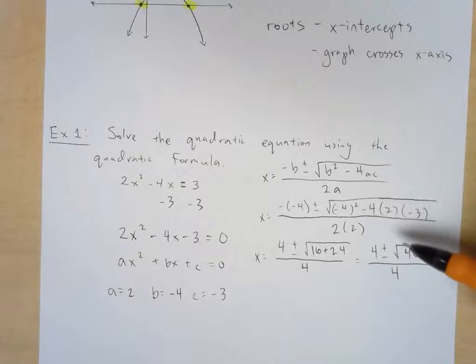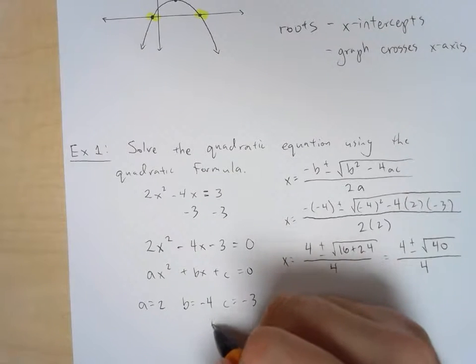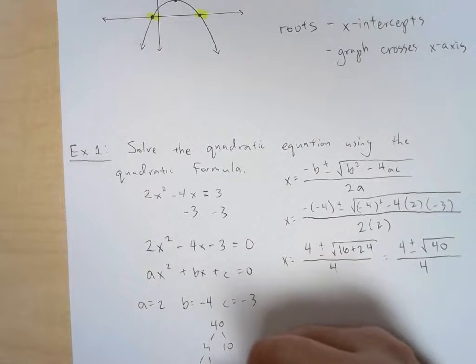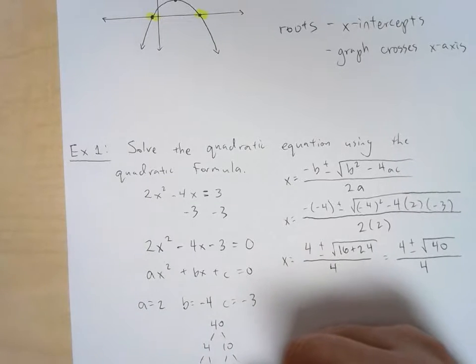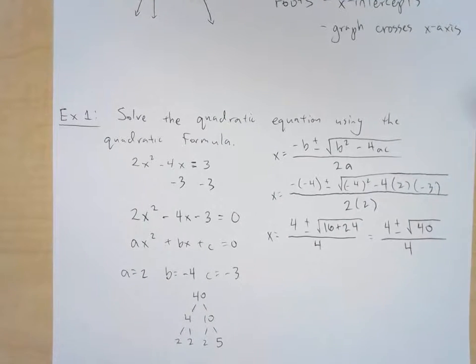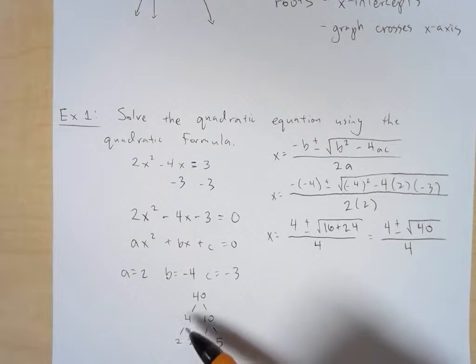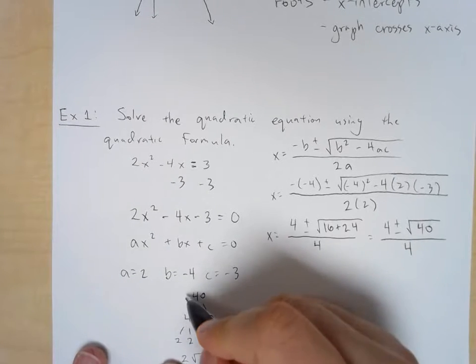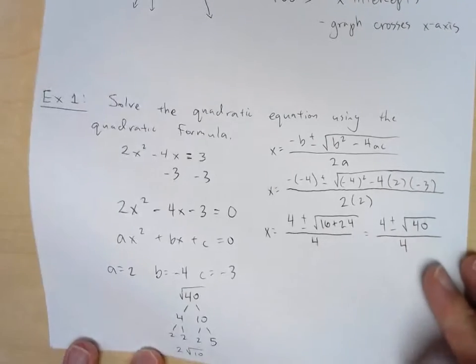And then remember, we can simplify the square root of 40, right? So 40 is 4 and 10. 4 is 2 and 2, and 10 is 2 and 5. We're just going to get a pair of them here. So we're going to end up with 2 on the outside, square root of 10. So the square root of 40 is the same as 2 square root of 10.